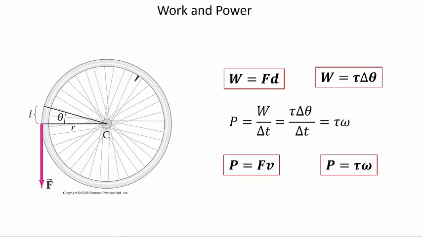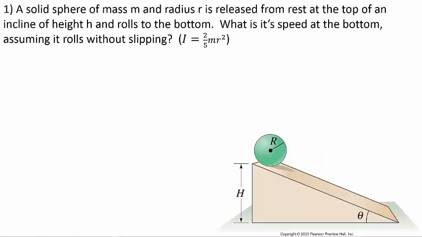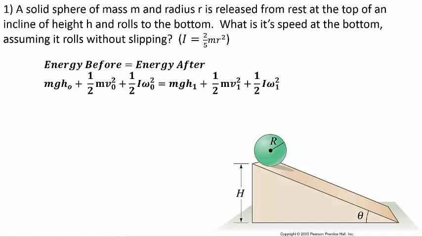So let's hit up a couple of problems. In this first problem, we have a solid sphere of mass m and radius r. It's released from rest at the top of an incline of height h and rolls to the bottom. What is its speed at the bottom, assuming it rolls without slipping? And I went ahead and found for you the rotational inertia I, which equals 2/5 mr squared.